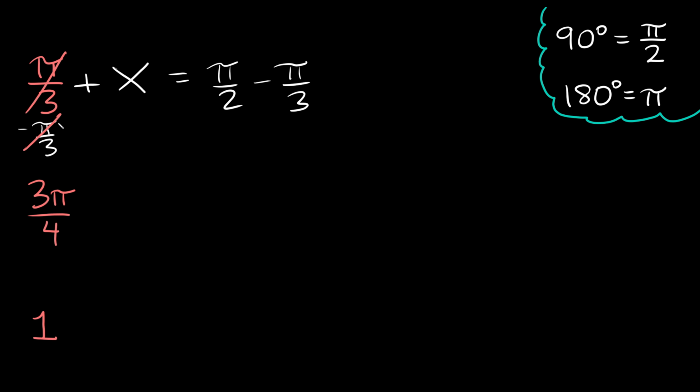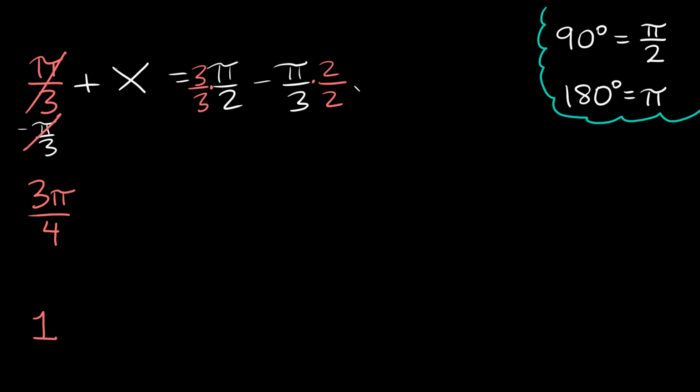So on this side, those cancel out. And we're simply left with x is equal to pi over 2 minus pi over 3. All right, so in order to add or subtract fractions, you need to have the same denominators. So one way that we can do this is by kind of cross-multiplying the denominators, all right? So what I'm gonna do here is take this 2 and multiply it on the top and the bottom like that, all right? Now for this one, I'm gonna take this 3 and I'm gonna multiply it again on the top and the bottom like that, all right?